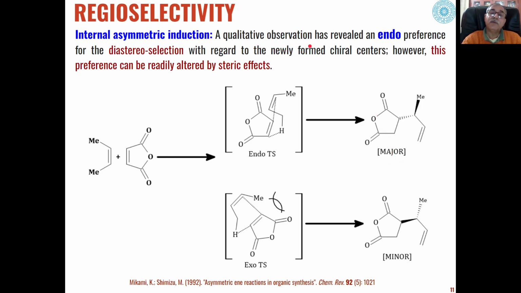So basically, in the case of such types of reactions, the endo transition state is preferred for the formation of this diastereomer rather than this diastereoisomer, because of the preference for the different types of steric effects which are observed in these two transition states.